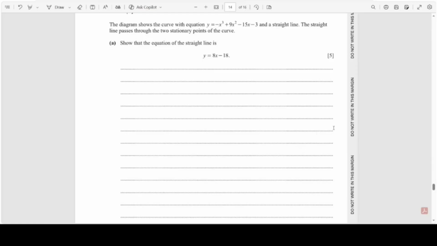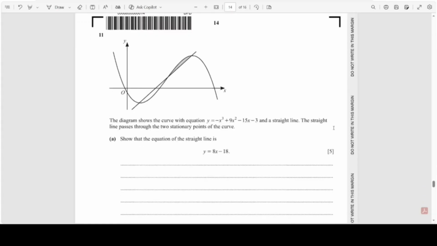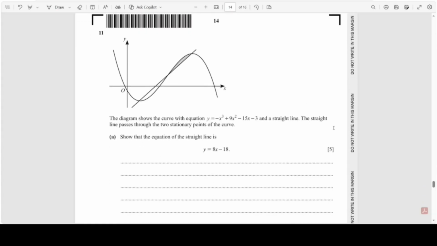So question number 11a. The diagram shows the curve with equation given over here, and a straight line as well. The straight line passes through the two stationary points of the curve. Right, so we can clearly see that here, a straight line here and a curve, but then the straight line meets the curve at three different points, but the reference made over here are the two stationary points of the curve over here and then down here.